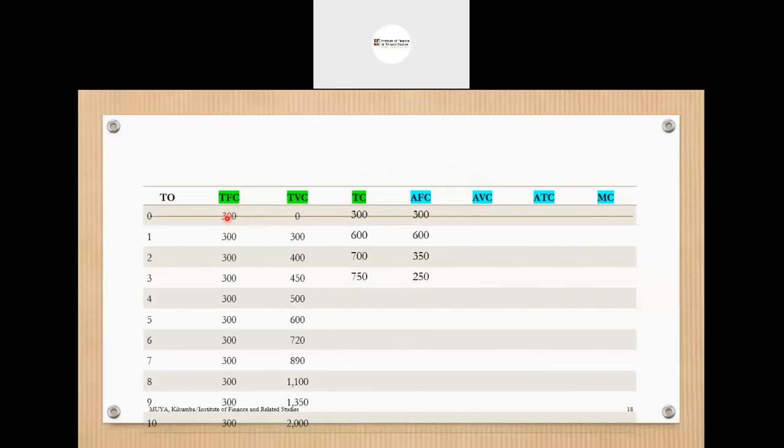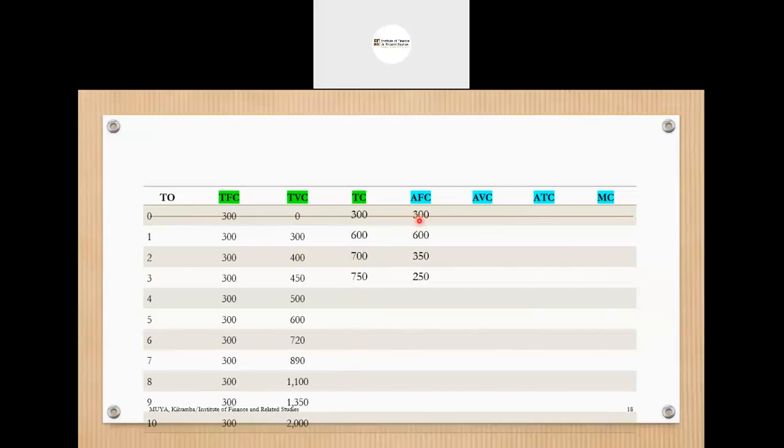So we find that when output is 0, total cost is 300 fixed cost plus 0 total variable cost, which is 300. Then we do the same when output is 1: 300 plus 300 is equal to 600. Then when output is 2, 300 plus 400, 700, and so forth. And you get your total cost. Then I've got average cost. I've only inputted some, not all.